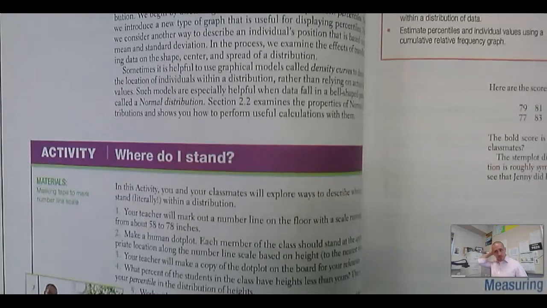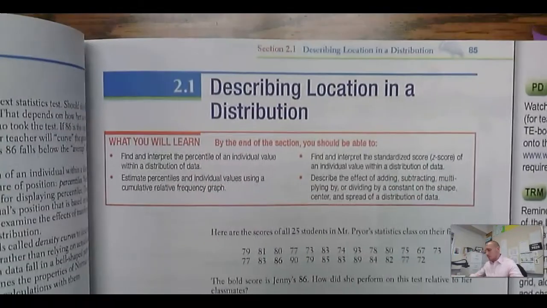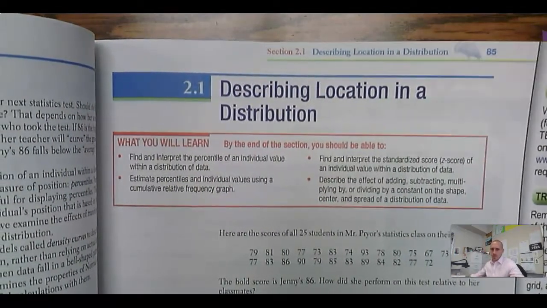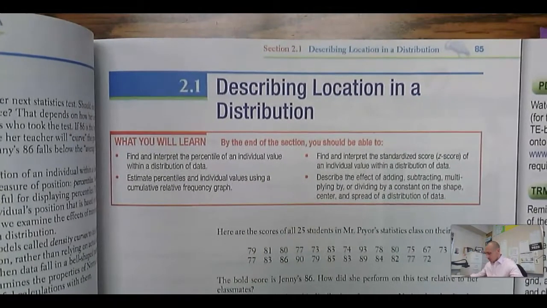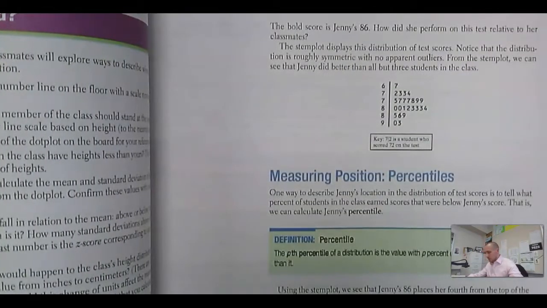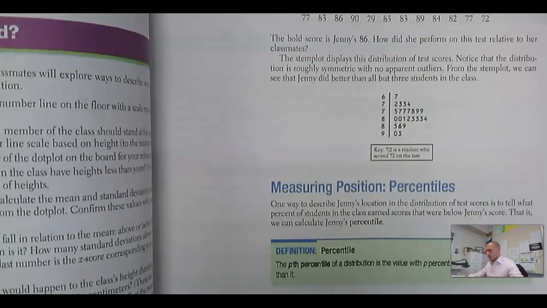Chapter 2, midterm review. Here we go. We started talking about distributions and looking at location within a distribution. And we started off by talking about percentiles. A percentile is the percent of the distribution that's less than or equal to a certain value.